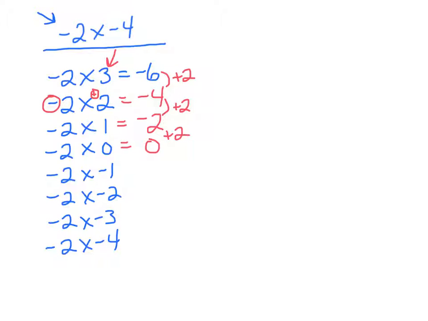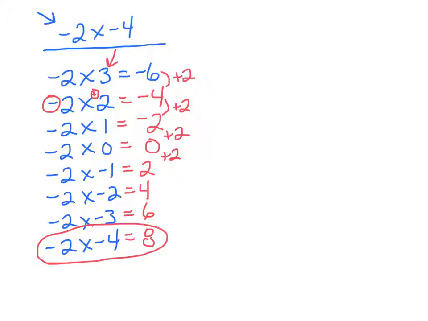So I'm going to follow that same pattern right here, which means I'm going to have to add 2 to this, so I get an answer of 2. If I continue this, adding 2 every single time, I'm finally going to come up with negative 2 times negative 4 is equal to positive 8, or we just say 8. So if you have a negative number multiplied by a negative number, that answer is a positive number.